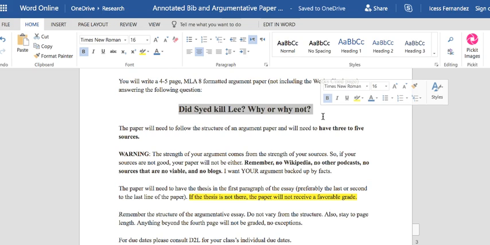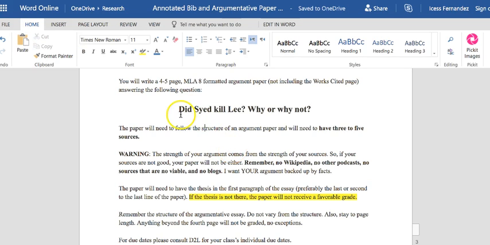Do you think that Syed actually killed Hae Min Lee? Why or why not? And this part right here, the why or why not part, is usually where students get in trouble because that's where they want to sneak in their conspiracy theories. This is not a paper about conspiracy theories. This is a paper about what you can prove and watching you prove it. So I wanted to go ahead and point out that this is the central thought of your paper.